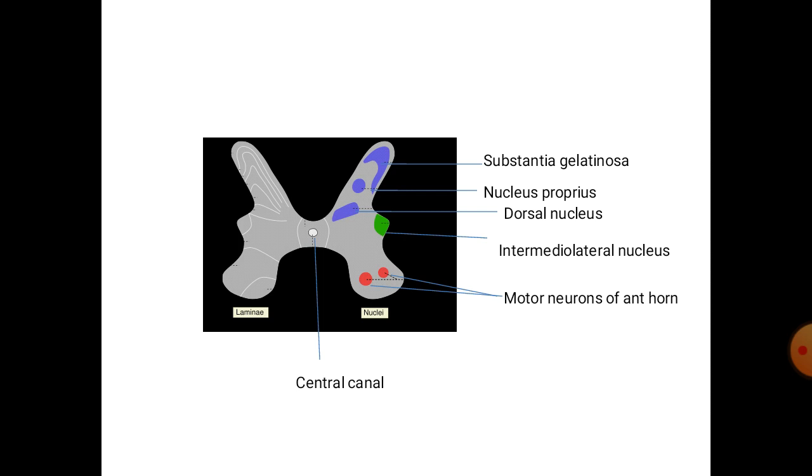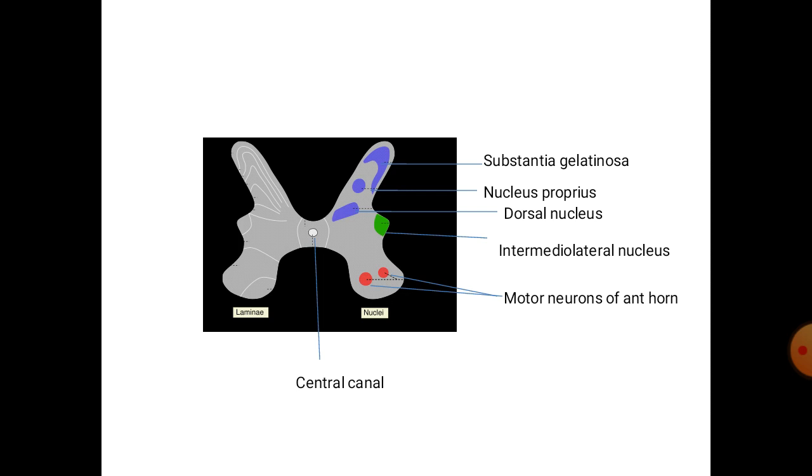In the lateral column you can see the intermediolateral nucleus. This is mainly in the lateral gray column, and the impulses from here go mainly to the viscera and to the sympathetic trunk also.